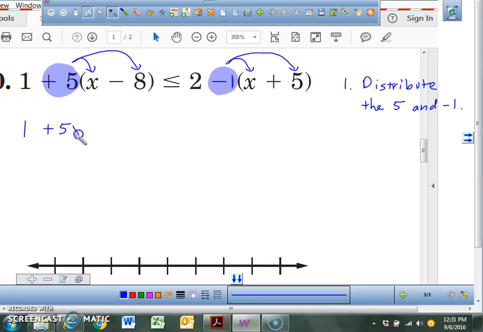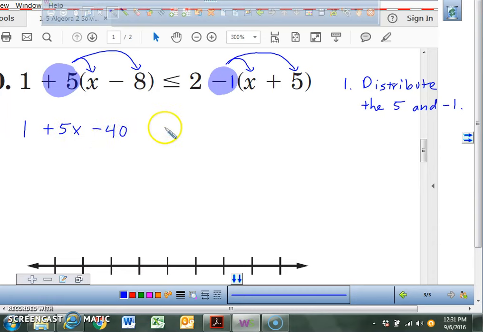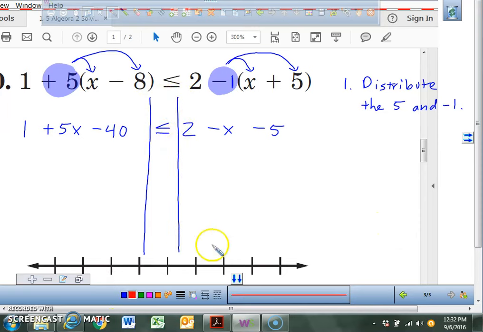We now have 5 times x. Then we have 5 times negative 8. What's that going to be? Negative 40. Good. So we have 5x minus 40 is less than or equal to 2. What's a negative 1 times an x? Negative x. And what's negative 1 times a 5? Negative 5. Good. So we've just accomplished that very first step. I'm just going to make sure we're aware that we have an inequality sign right here. So the first step is done.